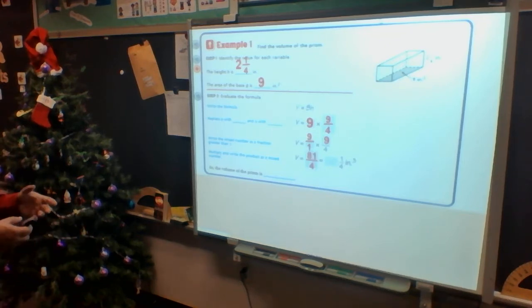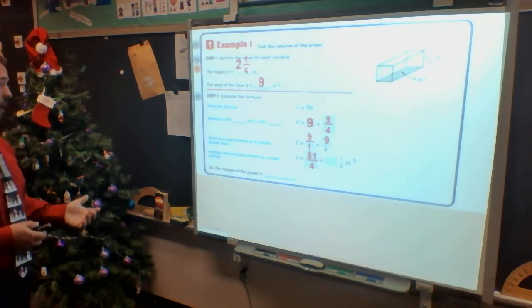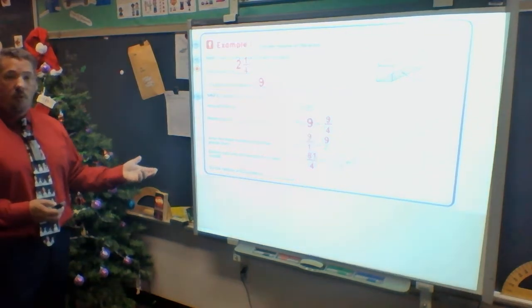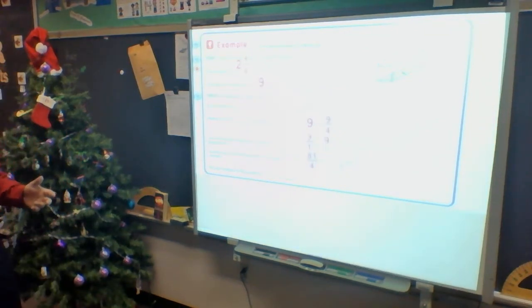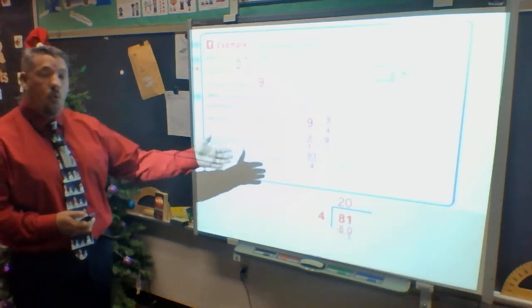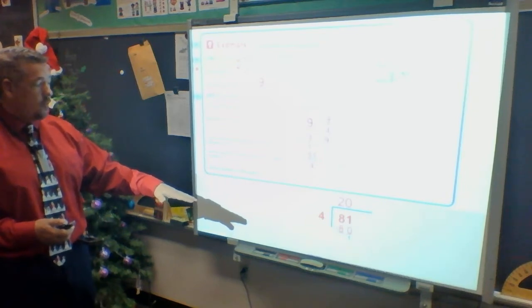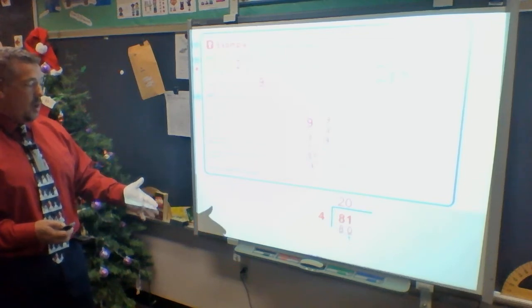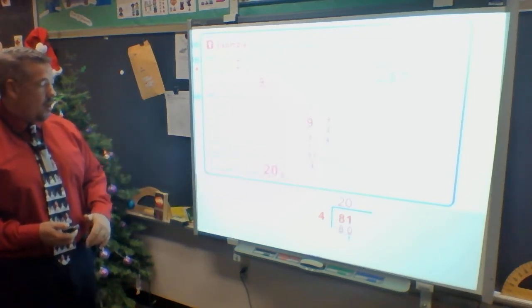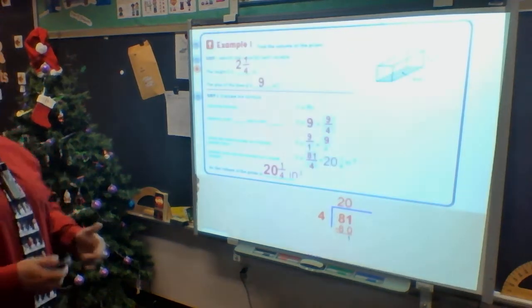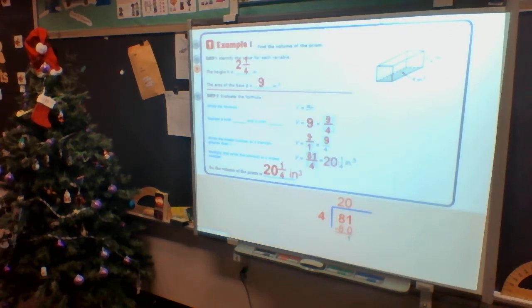So when I look at my volume, I have 81 over 4, but then I have to either reduce or convert into a mixed number, whichever is going to work for this problem. Maybe both. When I do the division, I see that 81 divided by 4 is 20 as a whole, and a remainder of 1. And once again, to make my mixed number, the 1 as my remainder becomes my numerator, my divisor stays my denominator. So what I'm left with is 20 1/4. 20 1/4 what? 20 1/4 cubic inches.